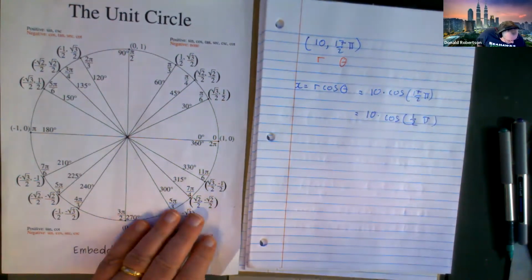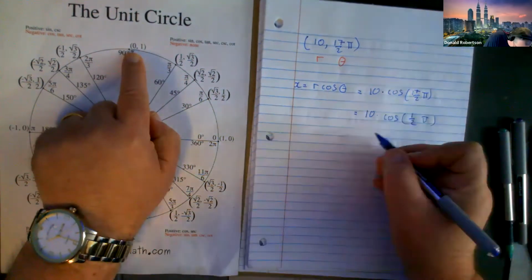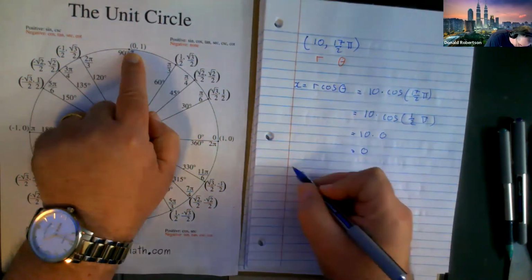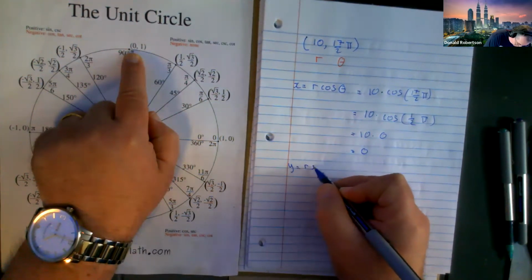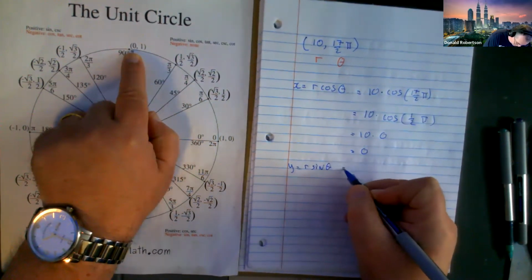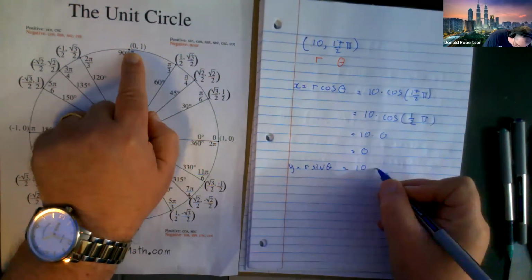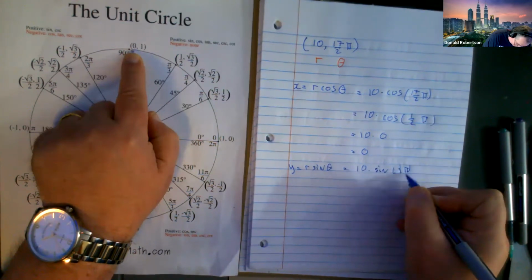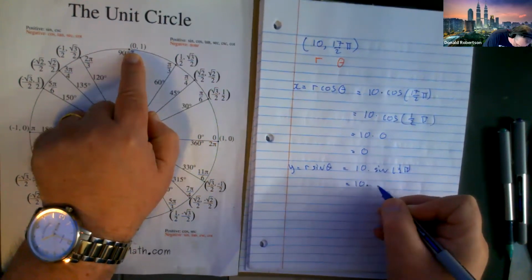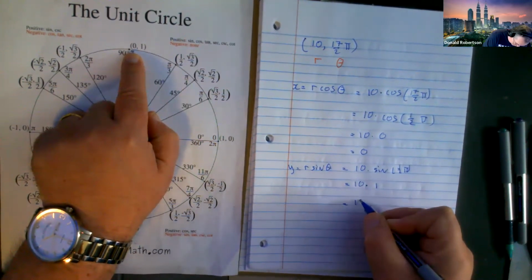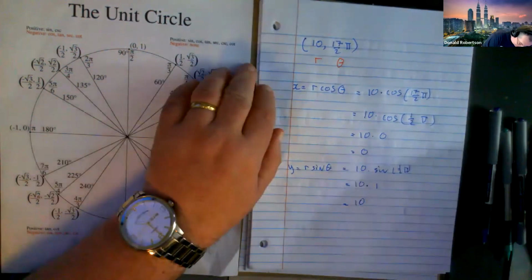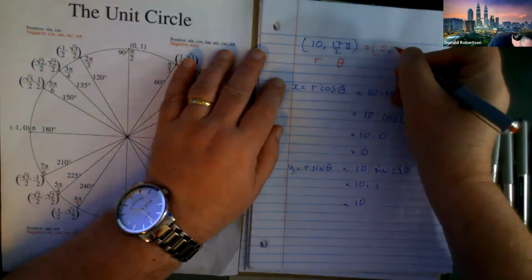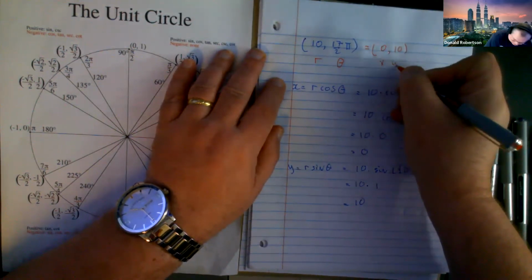And so I'll find a half pi, which is up here. So that's 10 times 0 gets me 0. And then the y coordinate ends up being 10 times the sine of a half pi, which is 10 times 1, which is 10. And that guy there in Cartesian is 0, 10.